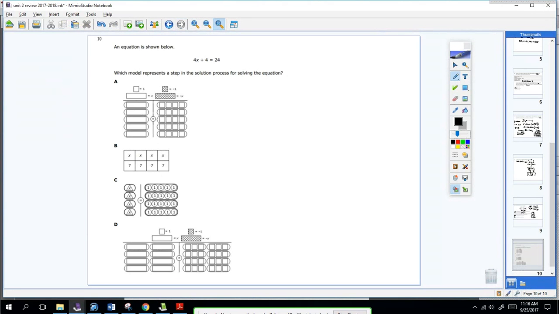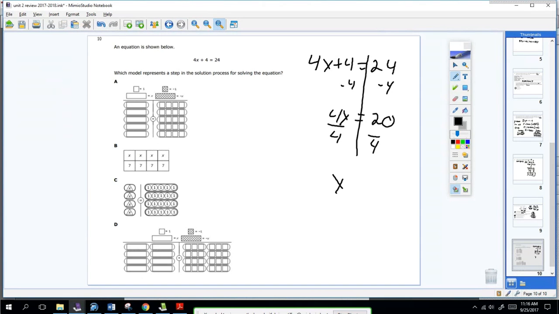Last one. It says an equation shown below. Which model represents a step in the solution process for solving the equation? All right, this one can be a little bit difficult because of the algebraic tiles. Well, let's just solve it. I got 4x plus 4 equals 24. We're going to subtract 4 from both sides. You get 4x equals 20. Then you divide both sides by 4, and you get x equals 5. So I have to figure out which one here represents x equals 5.